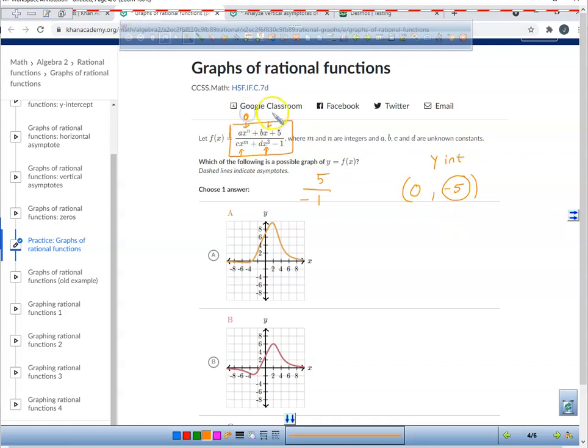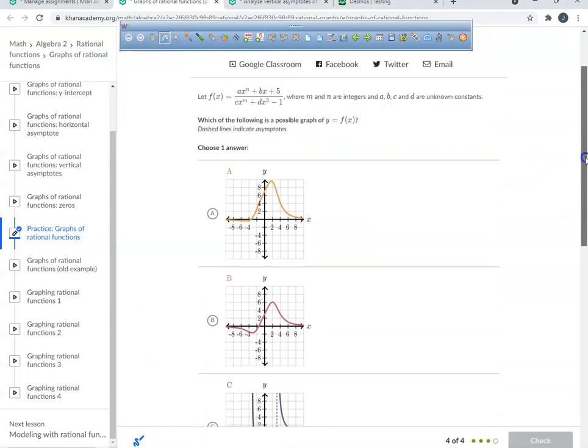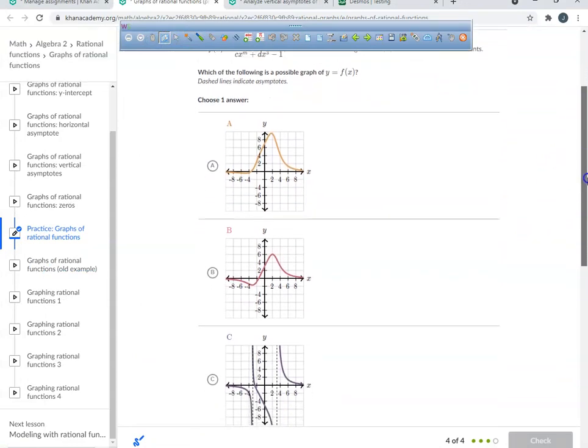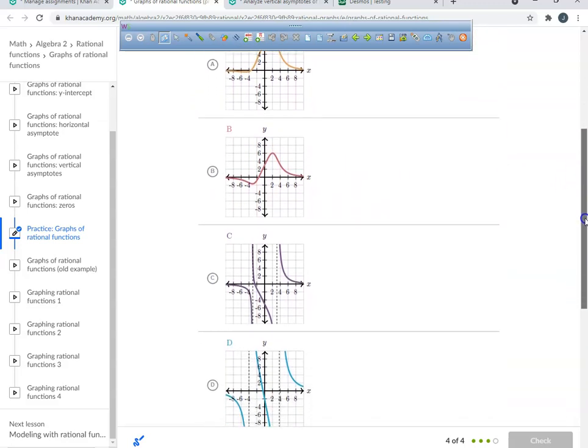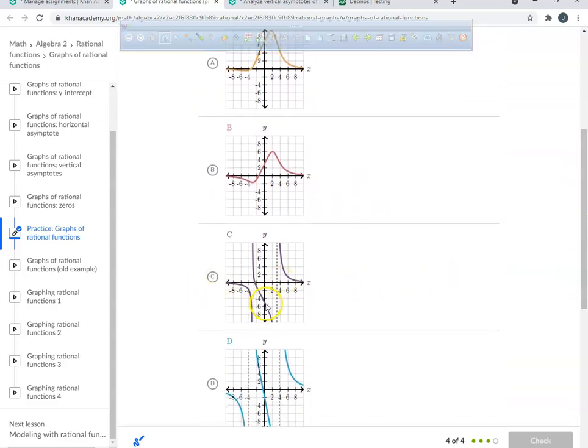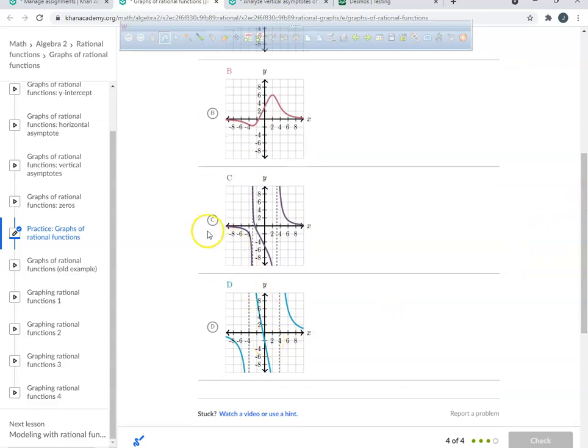Now, what did I do again? I plugged in a 0 there, there, there, and there. Where's my y-intercept for A? 7. Where's my y-intercept for B? 3. Where's my y-intercept for C? Ooh, I think I found him. And where's my y-intercept for D? That's not it. So I'm going to choose C.